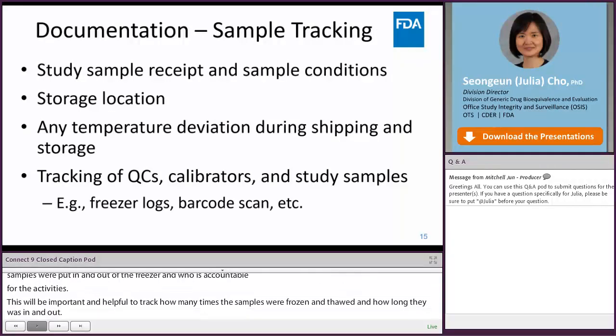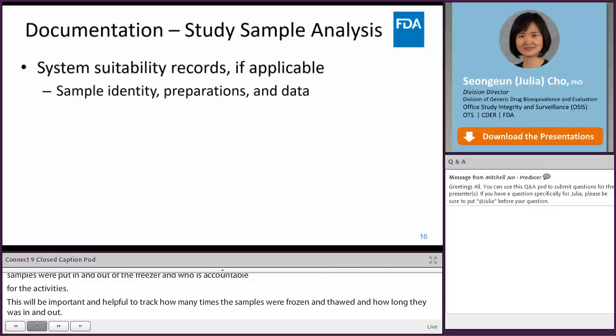So sorry, I was progressing my slide 1 minute faster. So I'm going to go to the next slide.